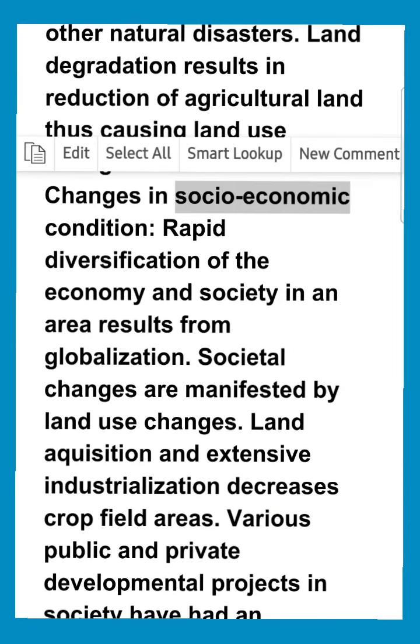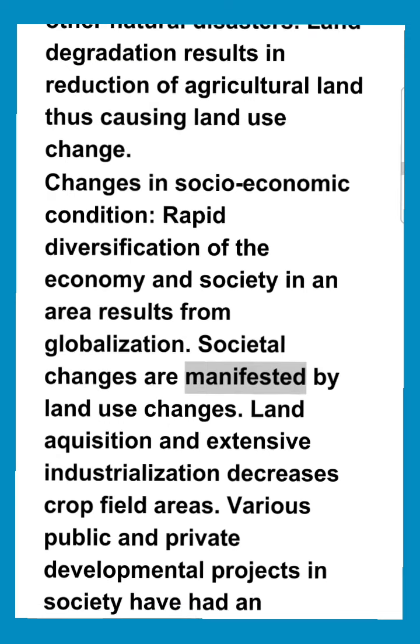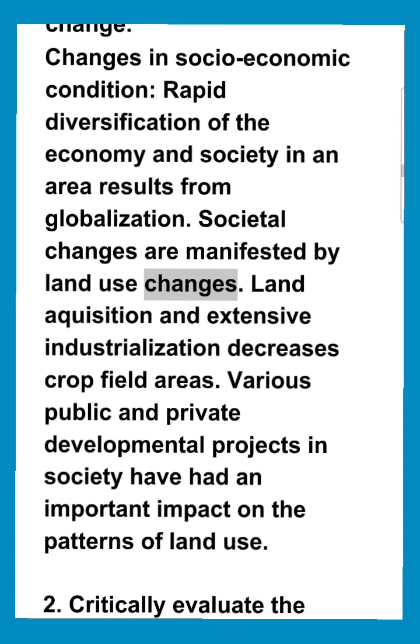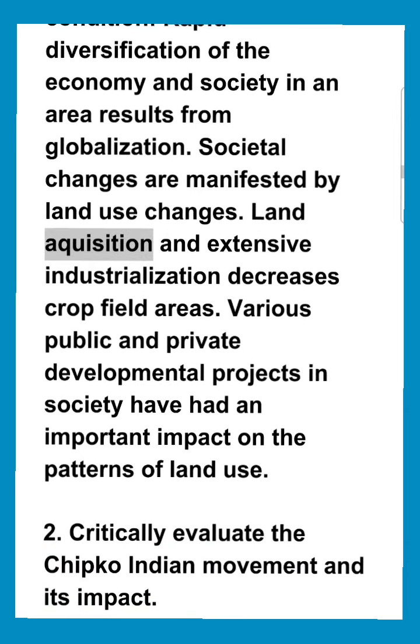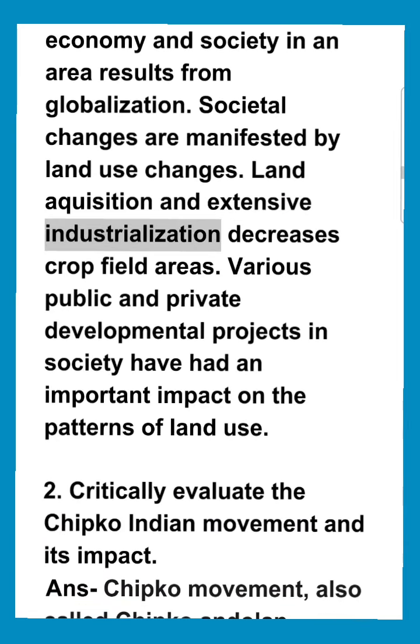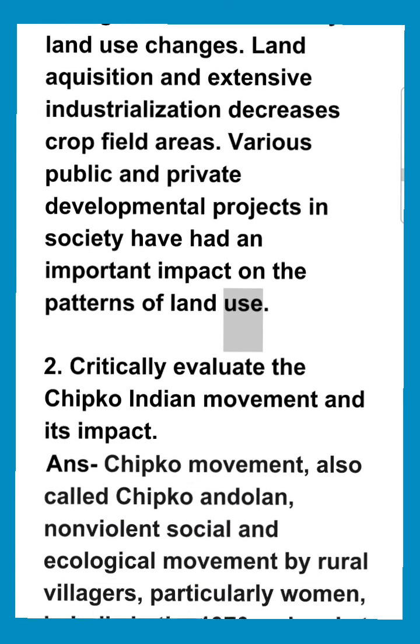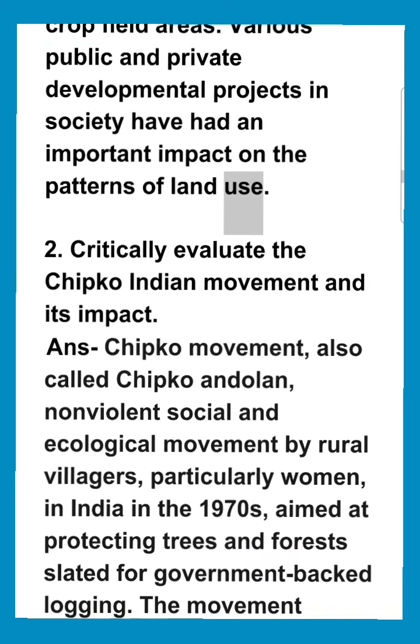Changes in socio-economic condition. Rapid diversification of the economy and society in an area results from globalization. Societal changes are manifested by land use changes. Land acquisition and extensive industrialization decrease crop field areas. Various public and private developmental projects in society have had an important impact on the patterns of land use.